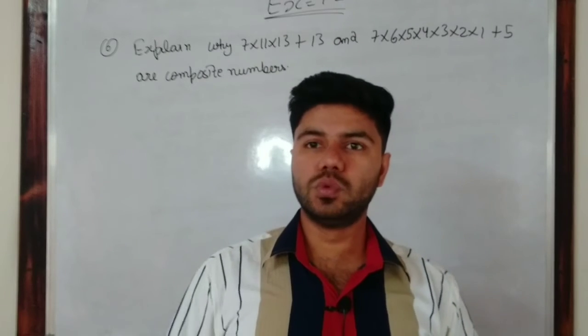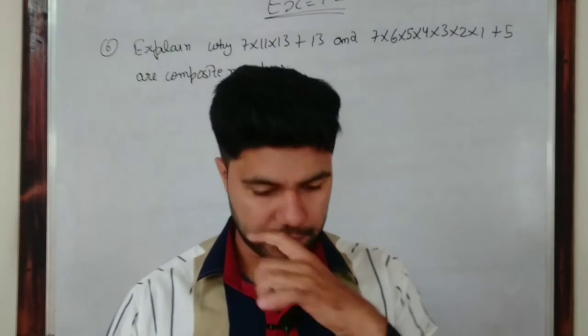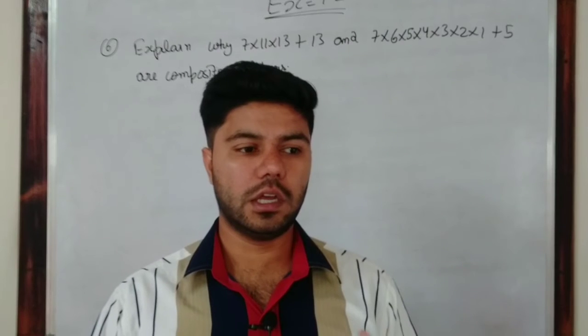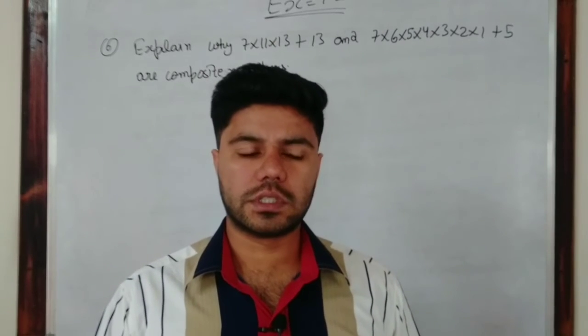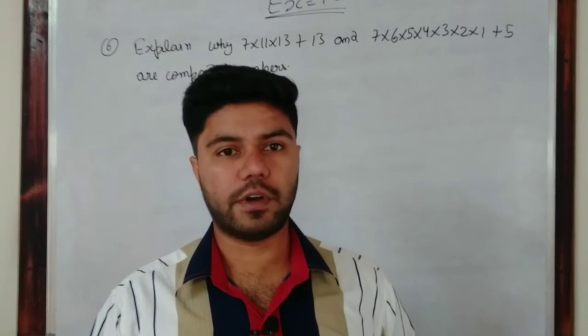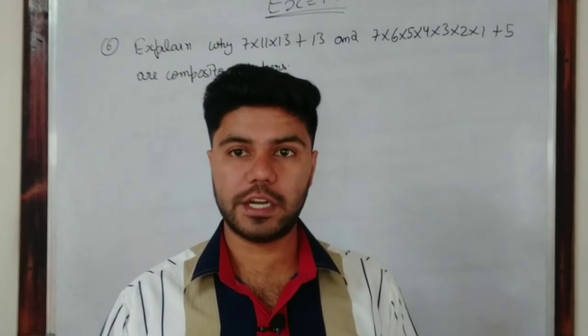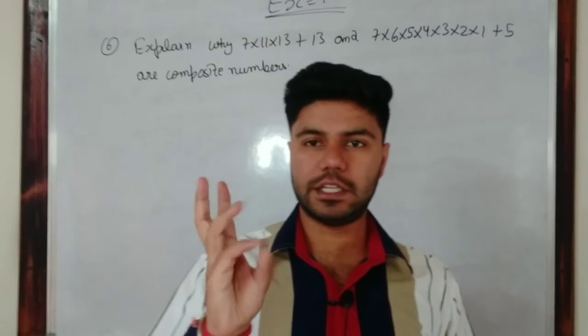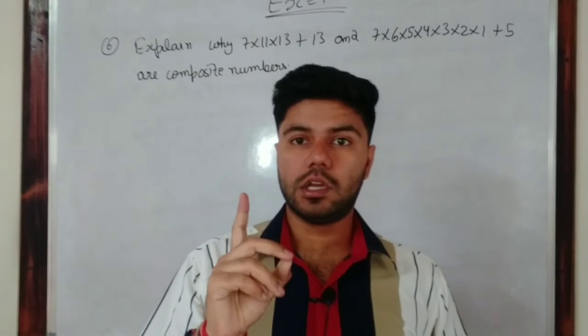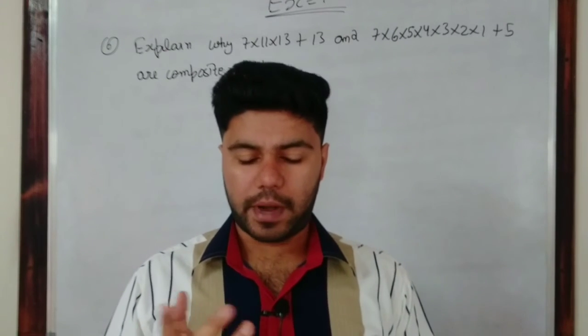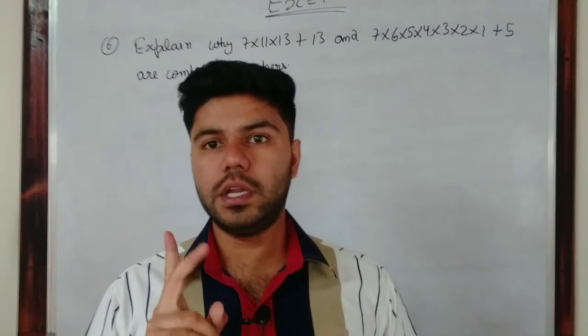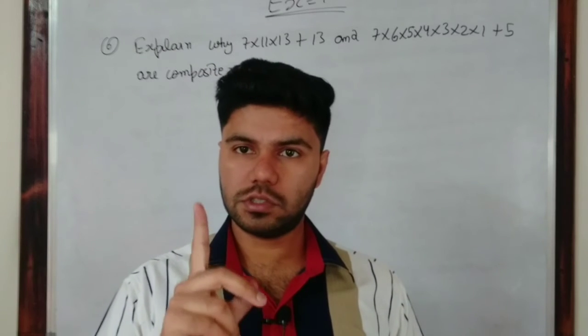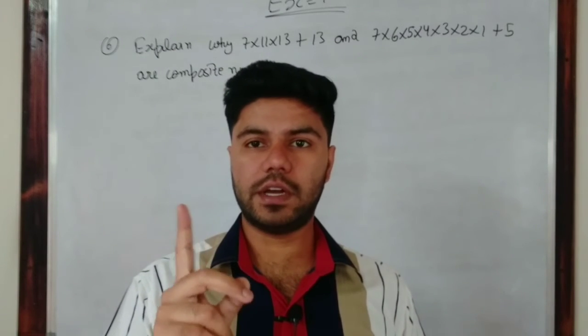Composite numbers are those numbers which are divisible by more than 2 numbers, and prime numbers are divisible by only 2 numbers, that is 1 and by itself. Repeating it, prime numbers are divisible by only 2 numbers. First one is 1 and the second one is by itself.